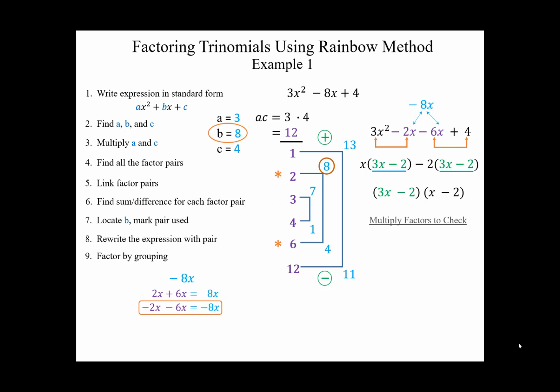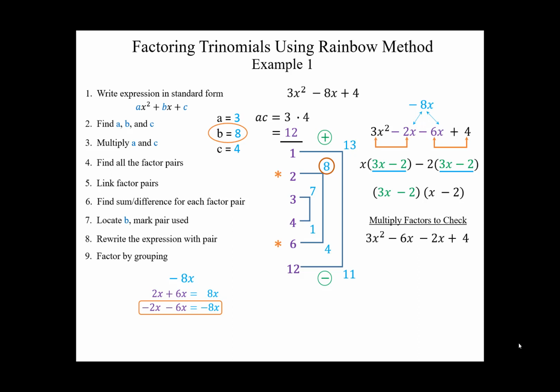So let's check to see did we get the proper factors. We'll multiply our factors back together to check. So multiplying with the FOIL, the first term, 3x times x, is 3x squared. The outer would be 3x times a negative 2, which would be a minus 6x. The inner would be a minus 2 times x, so minus 2x. And the last will be a negative 2 times a negative 2, giving us a positive 4.